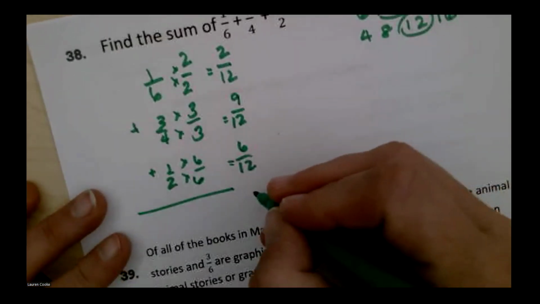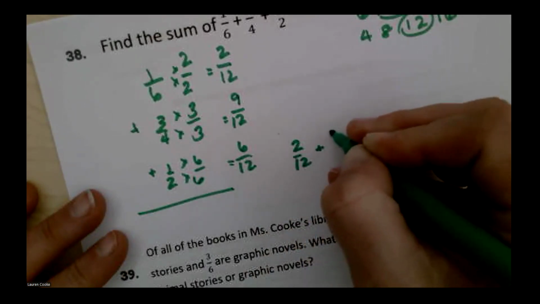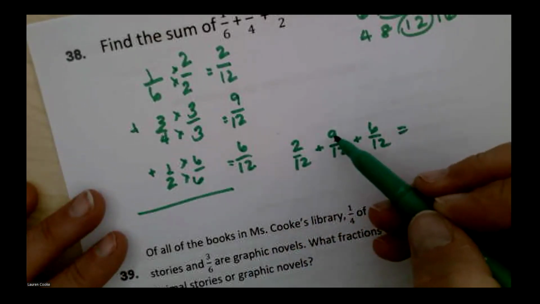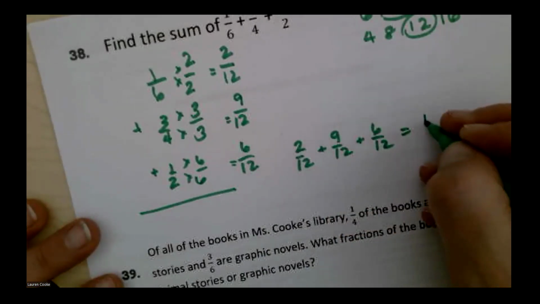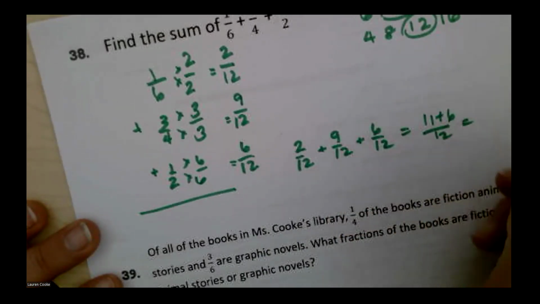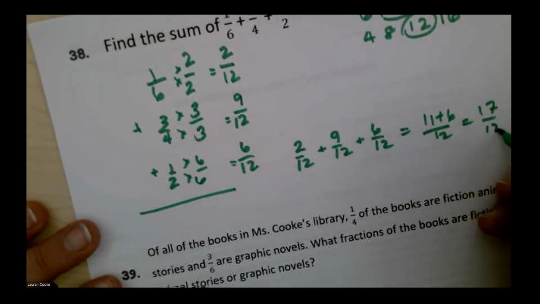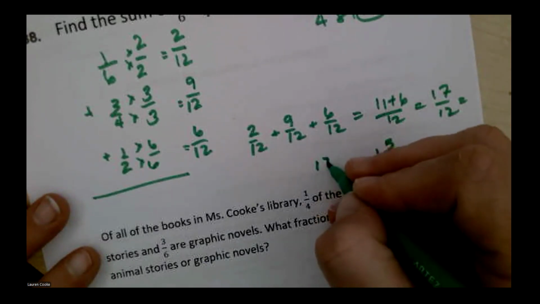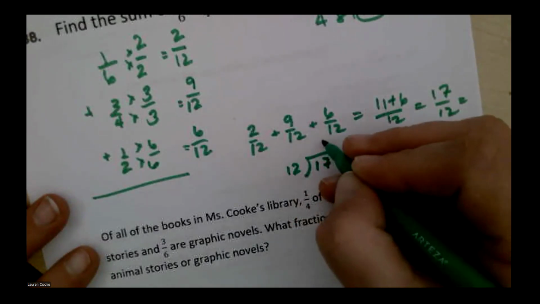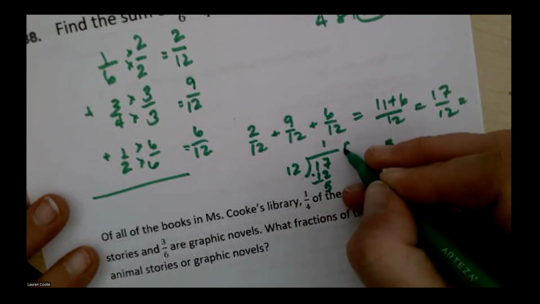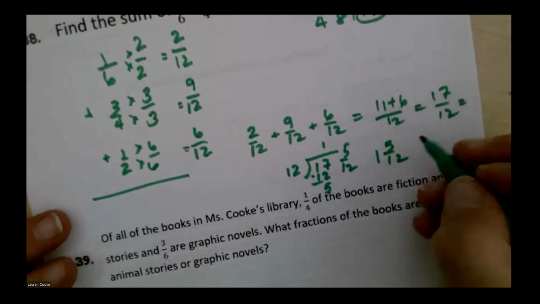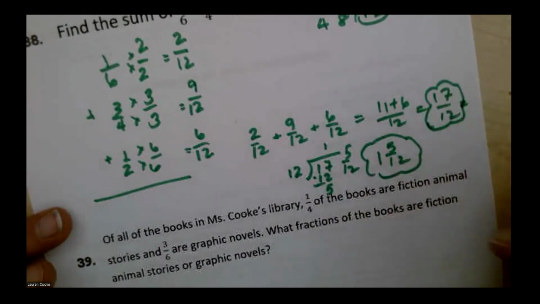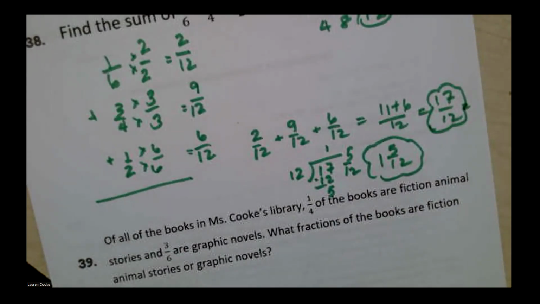I have 2 twelfths plus 9 twelfths plus 6 twelfths. That's going to equal 11, plus 6, still just twelfths. I have 17 twelfths. That's also equal to 1 and 5 twelfths because I divided and there's 1 and 5 twelfths left over. So I can have any of these answers. Okay, and then that's how we combine them.